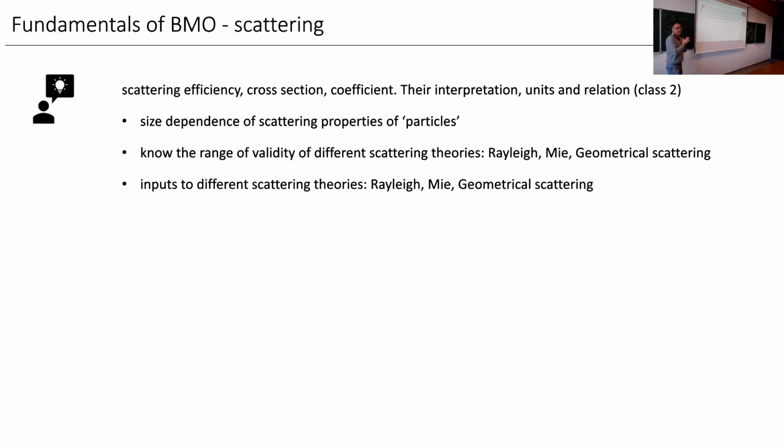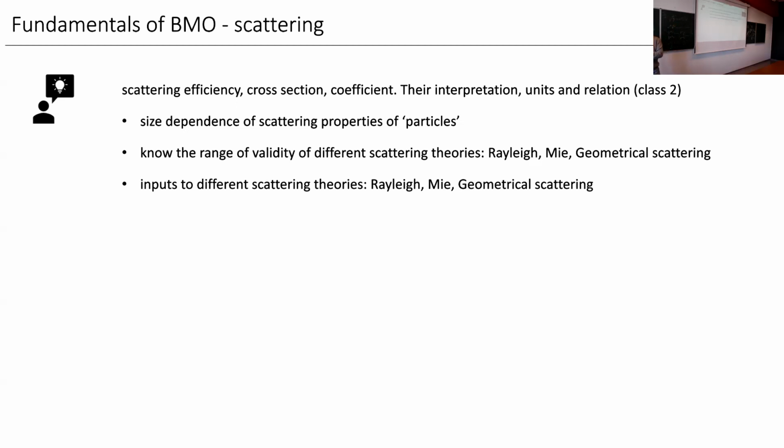What I'd like you to know is what I need to put in these theories in order to calculate scattering properties. It's not that much information. What do I need to put in scattering theory to get, for example, the cross section? Wavelength.